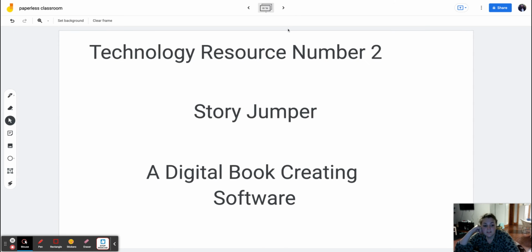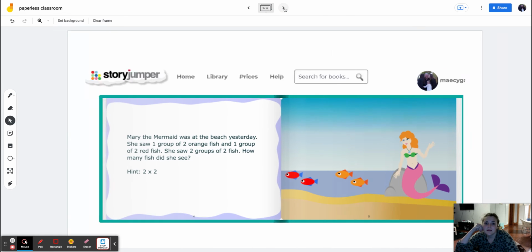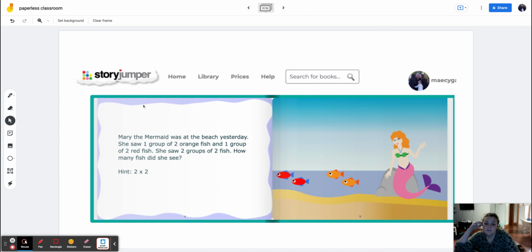All right, so technology resource number 2 is Storyjumper. That's what I was talking about. It's the digital book software where the kids will be able to create books. So a picture of this is one of the books. This is a specific multiplication book and how that can help the students.